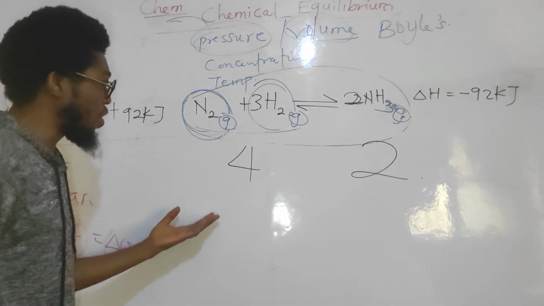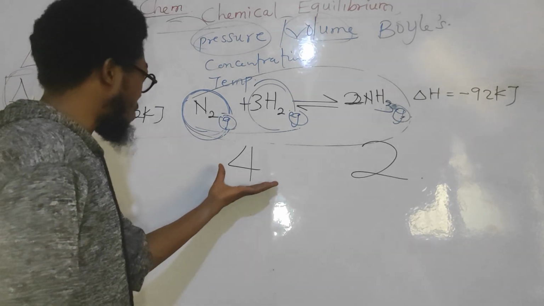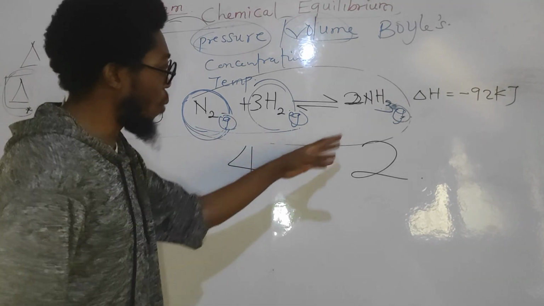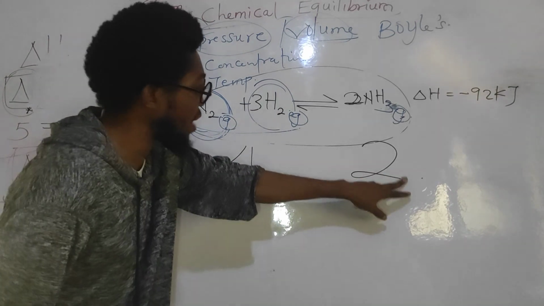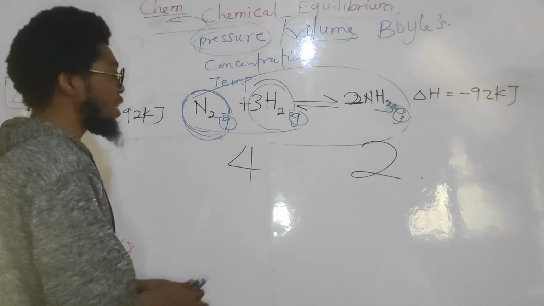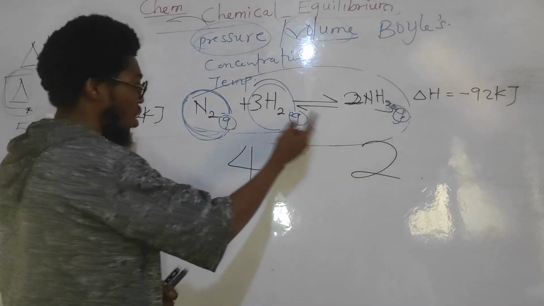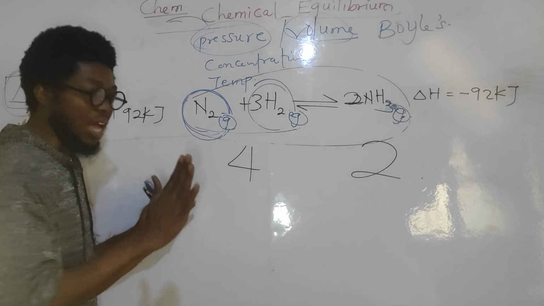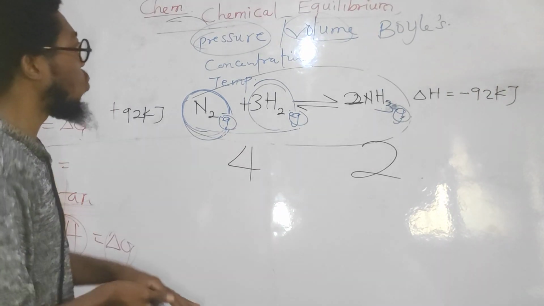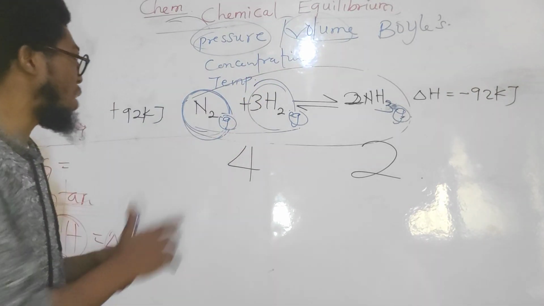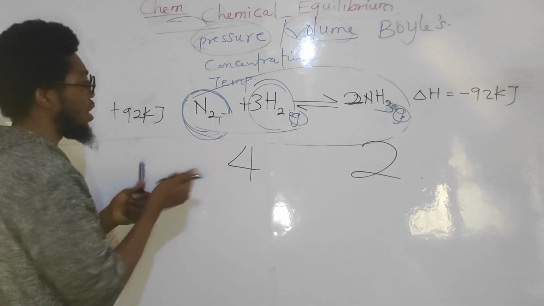We have increased pressure now. Increase pressure, will it favor the side that is increased? No, it favors the opposite. Increase in pressure will favor the side that has small number. Then if you reduce pressure, it will favor the side that has bigger number. That's just the concept of pressure. Why volume is opposite. But then let's look at this illustration.